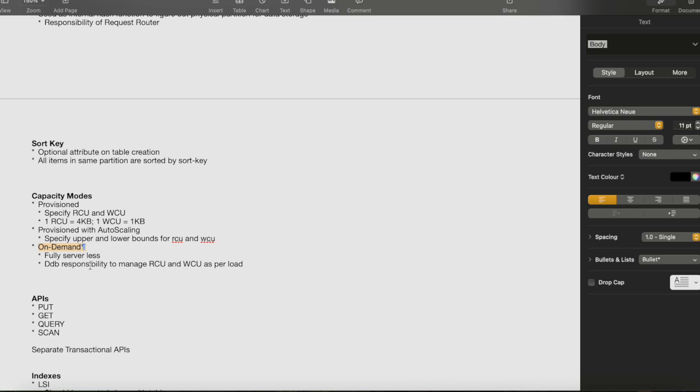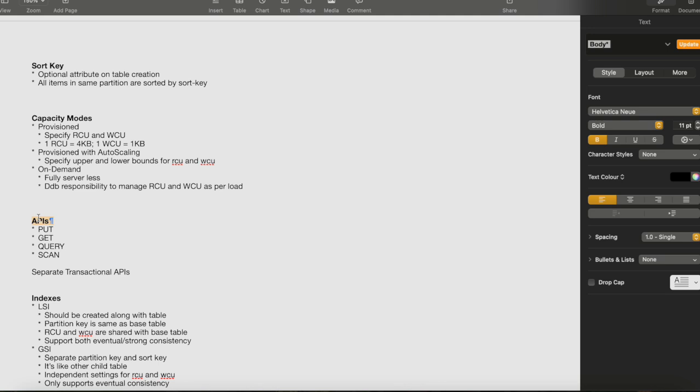So that's the one caveat, that throttling scenarios can still occur in the case of on demand, provisioned with auto scaling, and provisioned definitely. With all these capacity modes, throttling can still happen. Throttling basically means you have specified certain limits and you are breaching those limits. That's when throttling happens, and it throws a throttling exception.